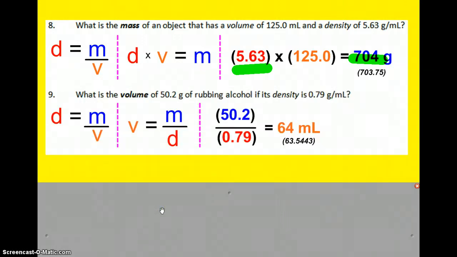Number 9, again rearranging the density equation, solving for volume, it is mass divided by density. So when I take 50.2 grams divided by the density, I get 64 milliliters. Again, sig fig, I only have 2 sig figs in my density, so I can only have 2 sig figs in my answer.